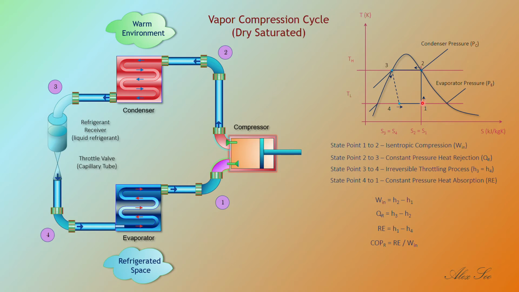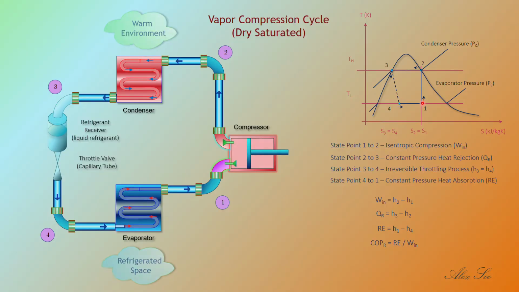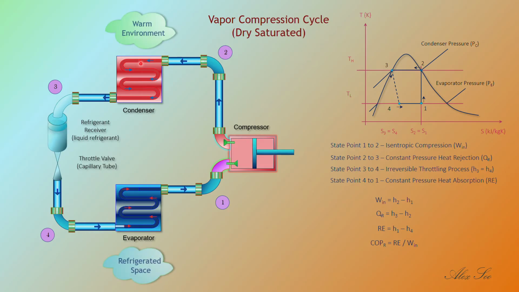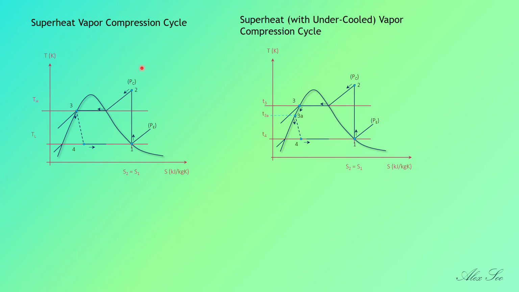As I've already mentioned, there is a limitation of the vapor compression cycle. Therefore, later on, we have the superheated vapor compression cycle. The schematic diagram is based on the same schematic diagram, but the only thing is when you refer to this, your point 1 is dry saturated.